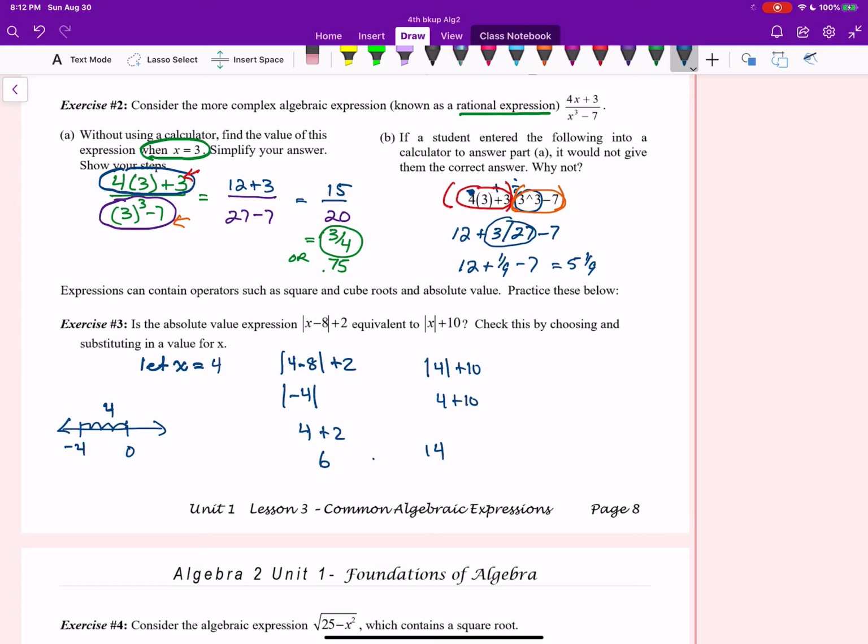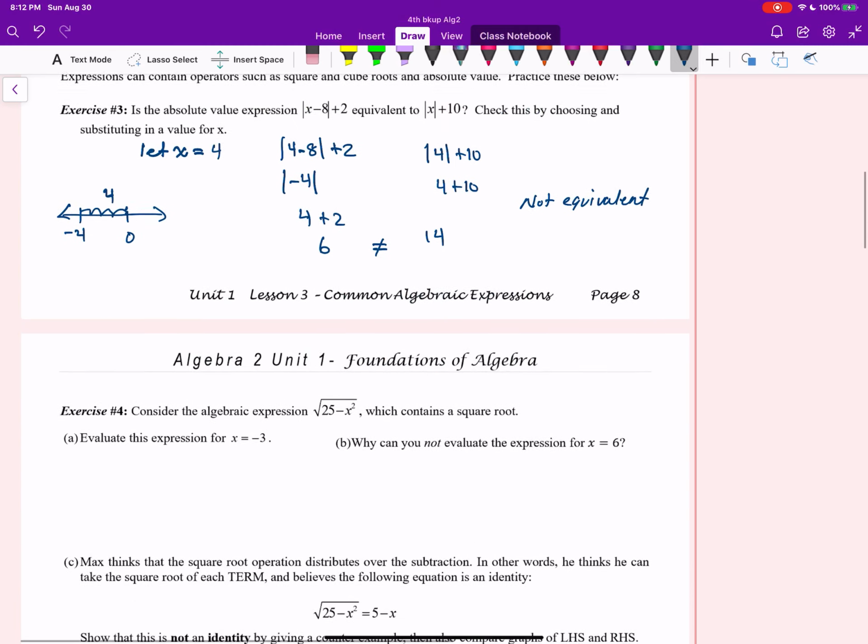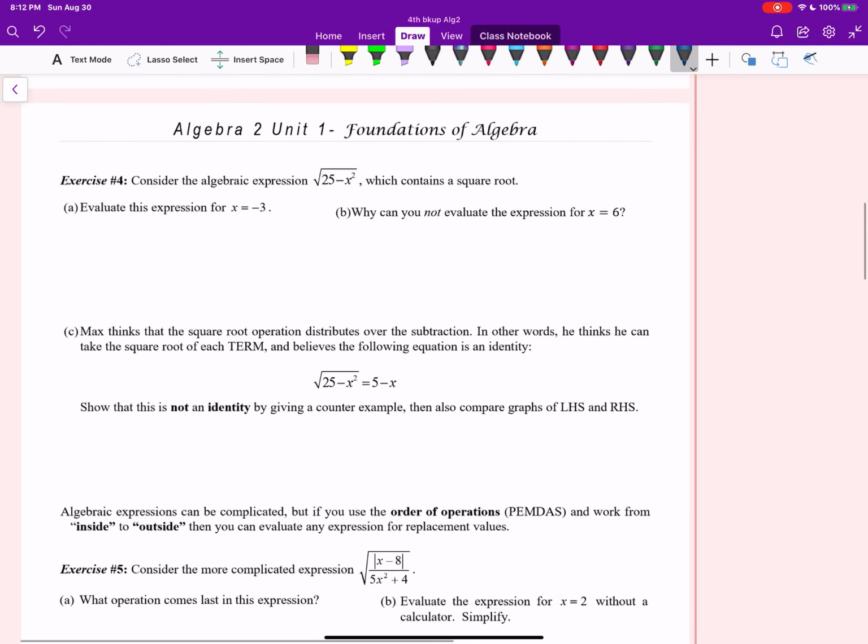So these are not equal. 6 does not equal 14. They are not equivalent. In exercise number 4, we have an expression containing a square root.